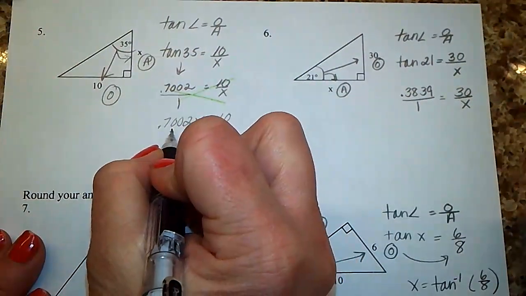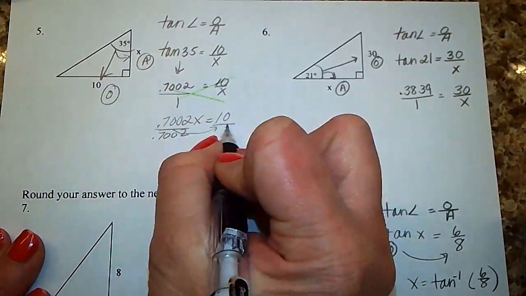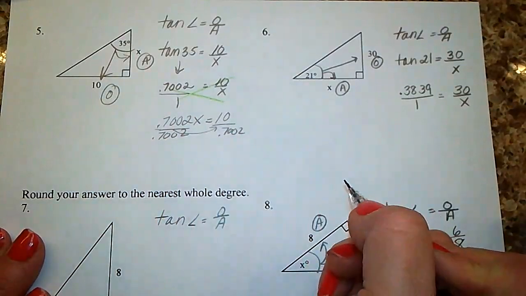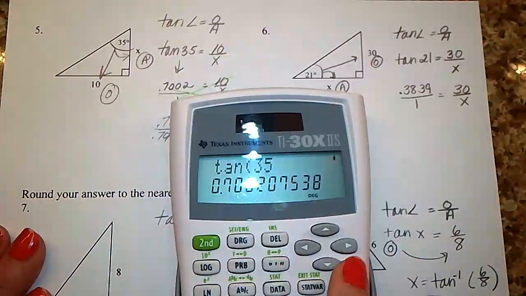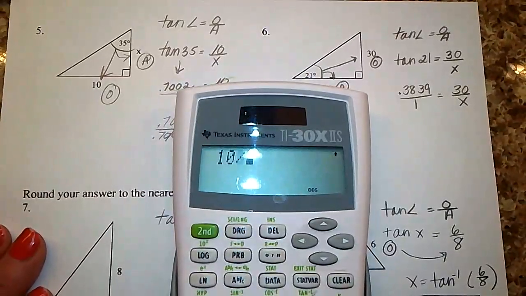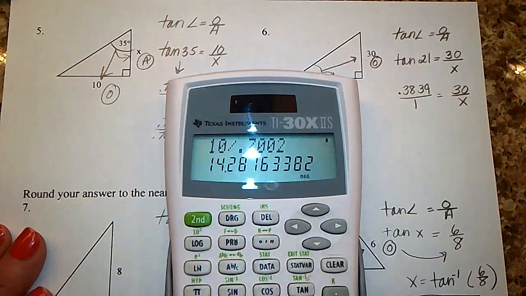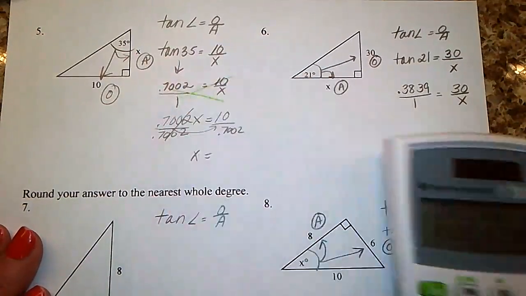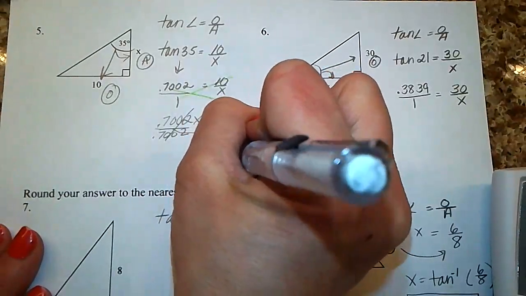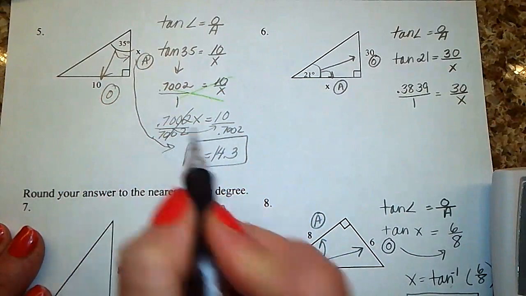We have to move this number over to the other side. So we're going to divide by 0.7002 on both sides. That's going to cancel that out. So x is going to equal, and I'm going to take 10 divided by 0.7002, and I end up with 14.28. Now remember, this is a side length we're finding, so we're going to round that off to 14.3. And that is our answer for our side length right there.